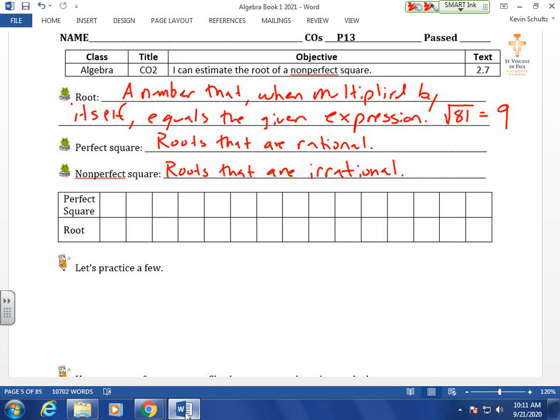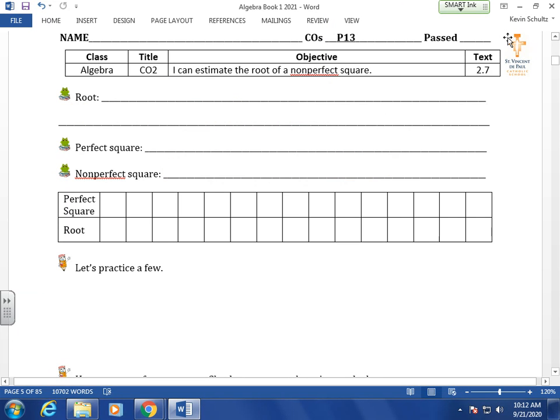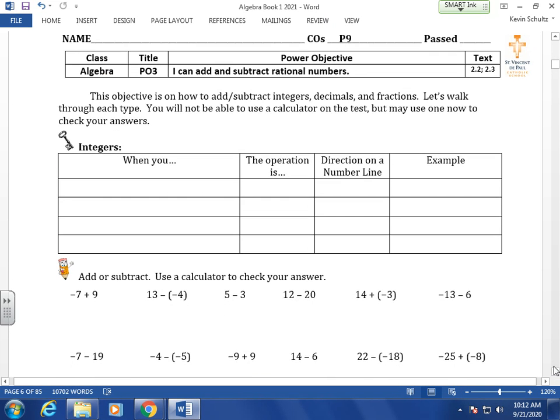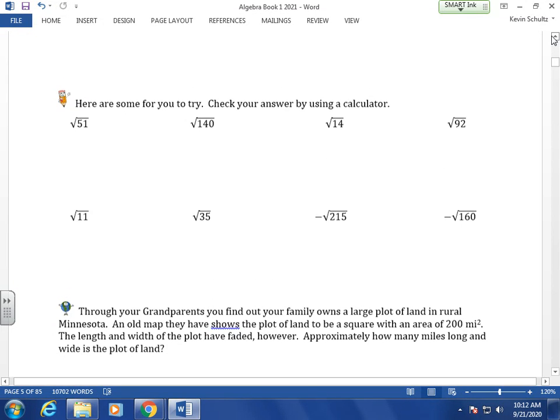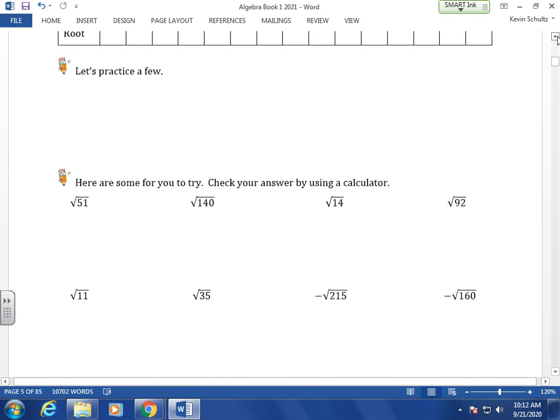Okay. I'm going to scroll down before we fill out this table here, so get those definitions written before I do. Good? Okay. Perfect squares have roots that are rational. Non-perfect squares, roots that are irrational. Okay? Pen down, clear ink. I'm getting the hang of this. The order of operations here. Live teaching, man, that comes with its risks.